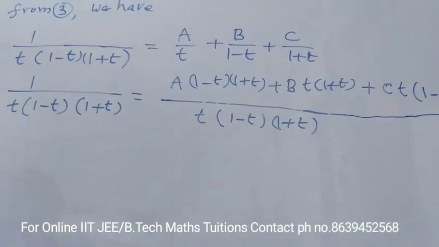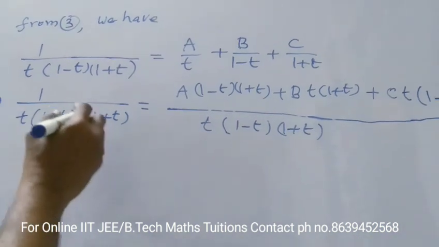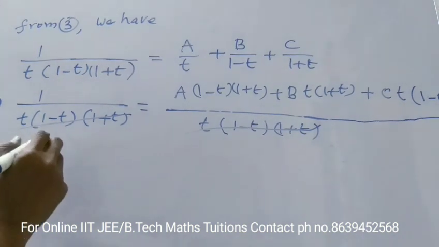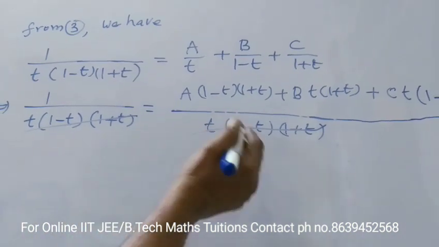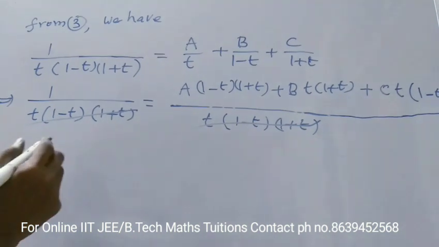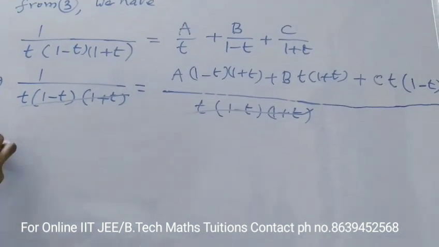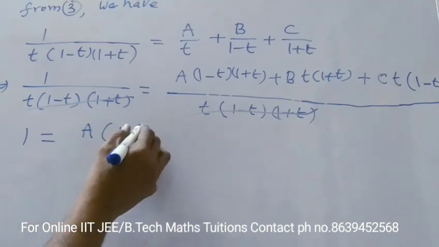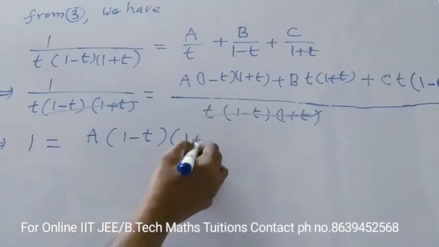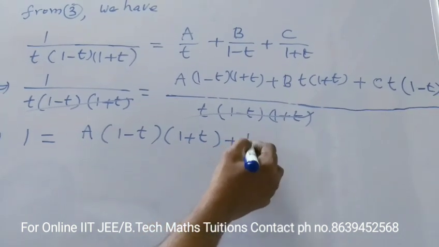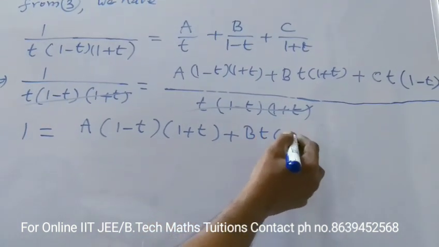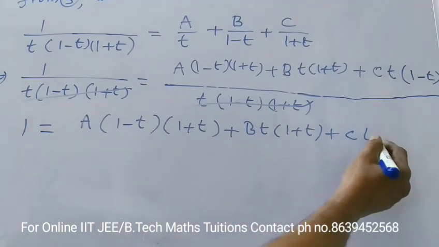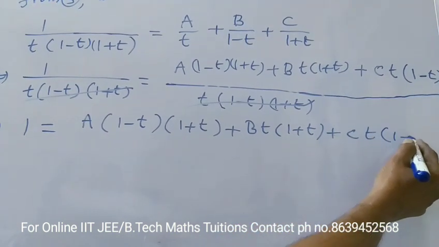Now on comparing both sides, cancelling the denominator terms, t of 1 minus t into 1 plus t on both sides cancelled. The leftover is 1 is equal to a of 1 minus t into 1 plus t plus b into t of 1 plus t plus c into t of 1 minus t.